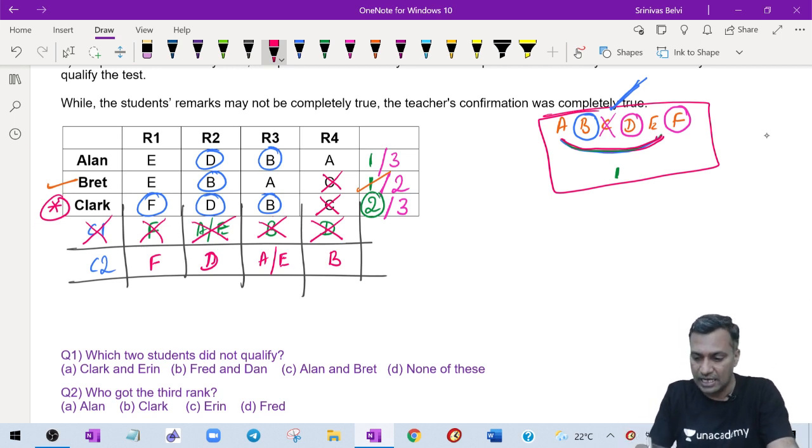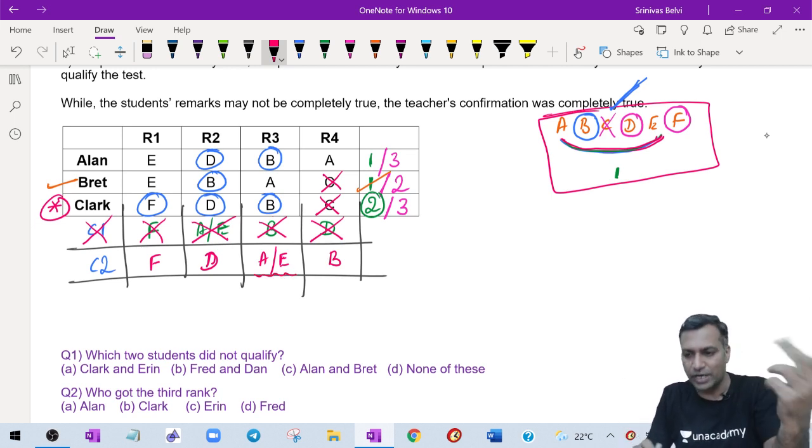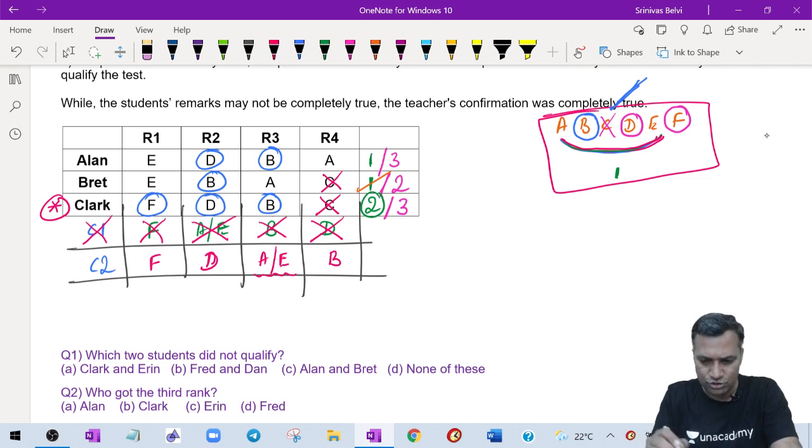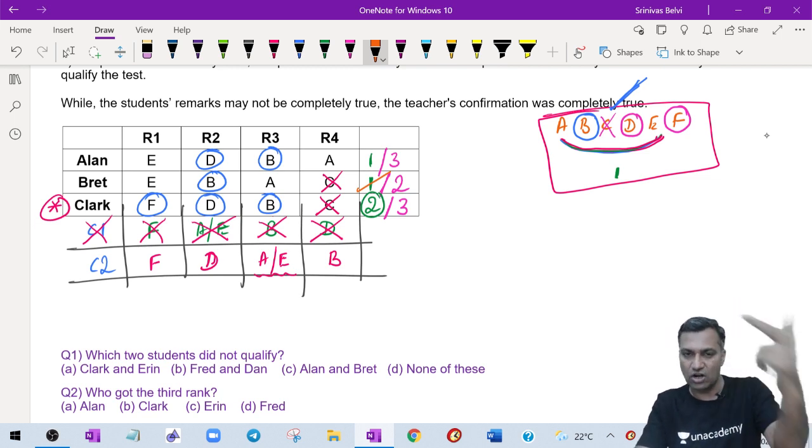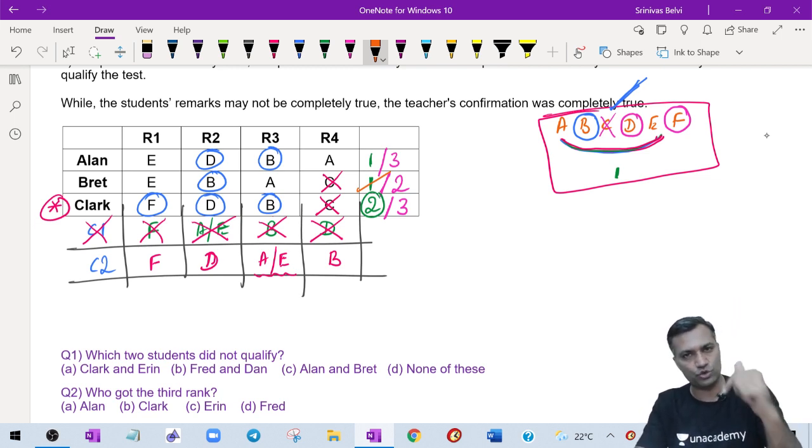But if case 2 is correct, then between A and E, who got it? That's what I need to check. How do you know case 2 is correct? You check it, because there were only two cases. Earlier, there were three cases. One, you already knocked out. So between case 1 and case 2, you knocked out case 1. So now we are talking about case 2.